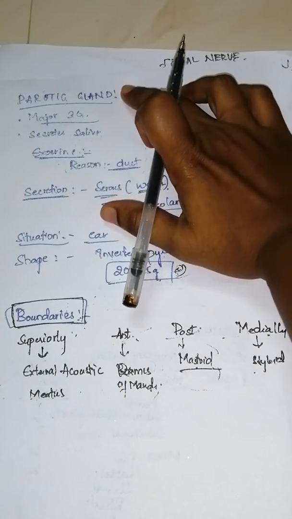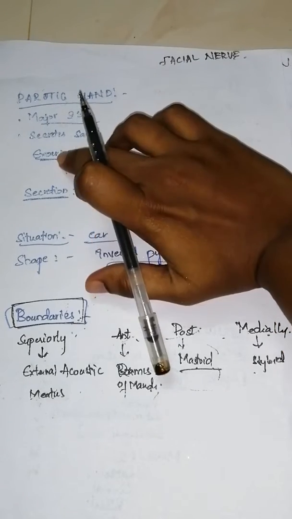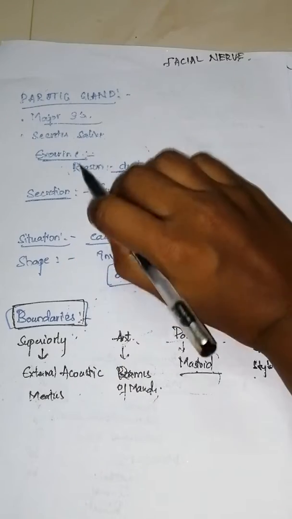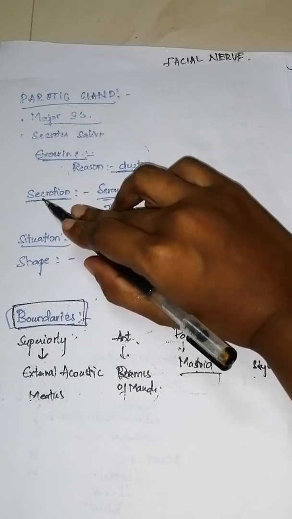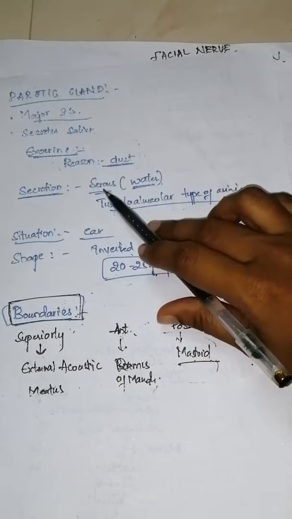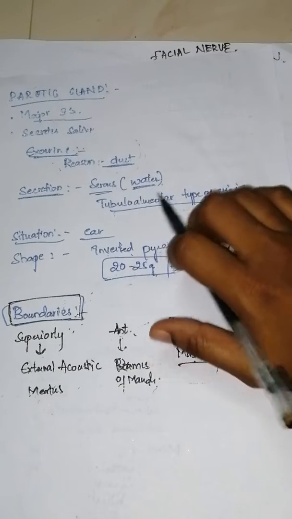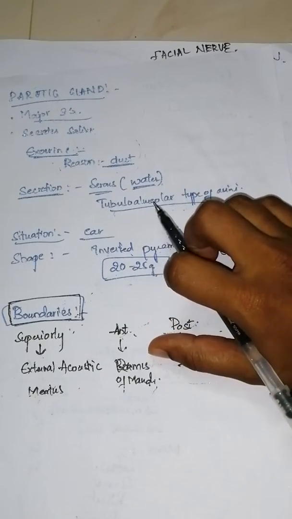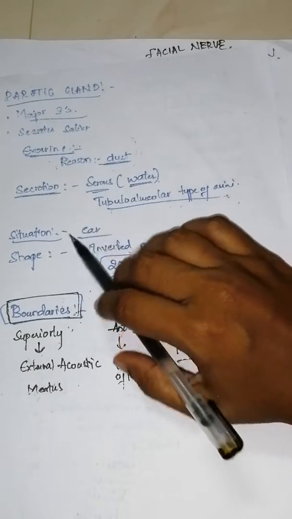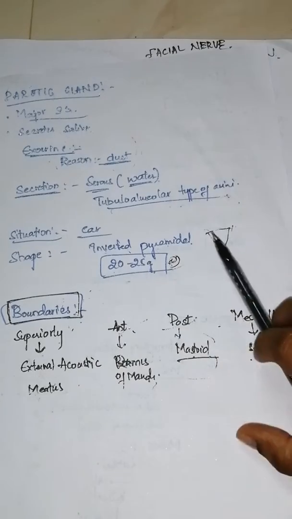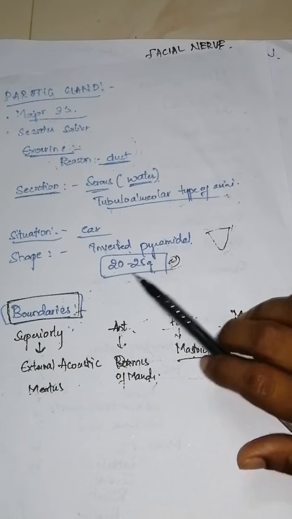The next thing is the parotid gland. It is a major salivary gland, and it secretes saliva; it is a type of exocrine gland. The reason we call it exocrine is because it has ducts. It secretes a saliva which is serous type, meaning somewhat watery saliva, and tubular type of acini are present. It is situated just in front of the ear, the shape is an inverted pyramid, and it weighs 20 to 25 grams.